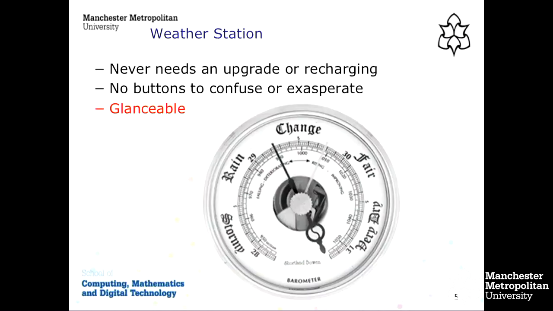Or something like a weather station, like a barometer. It never needs an update, you don't need a software update for something like that. It's not going to run out of power. It's self-driven, so there's no recharging. There's no buttons on it, so you don't need to know how to operate it. And it's just glanceable, it's there in your environment to look at. You catch a glance of it as you're going out, and you get familiar with where it is.